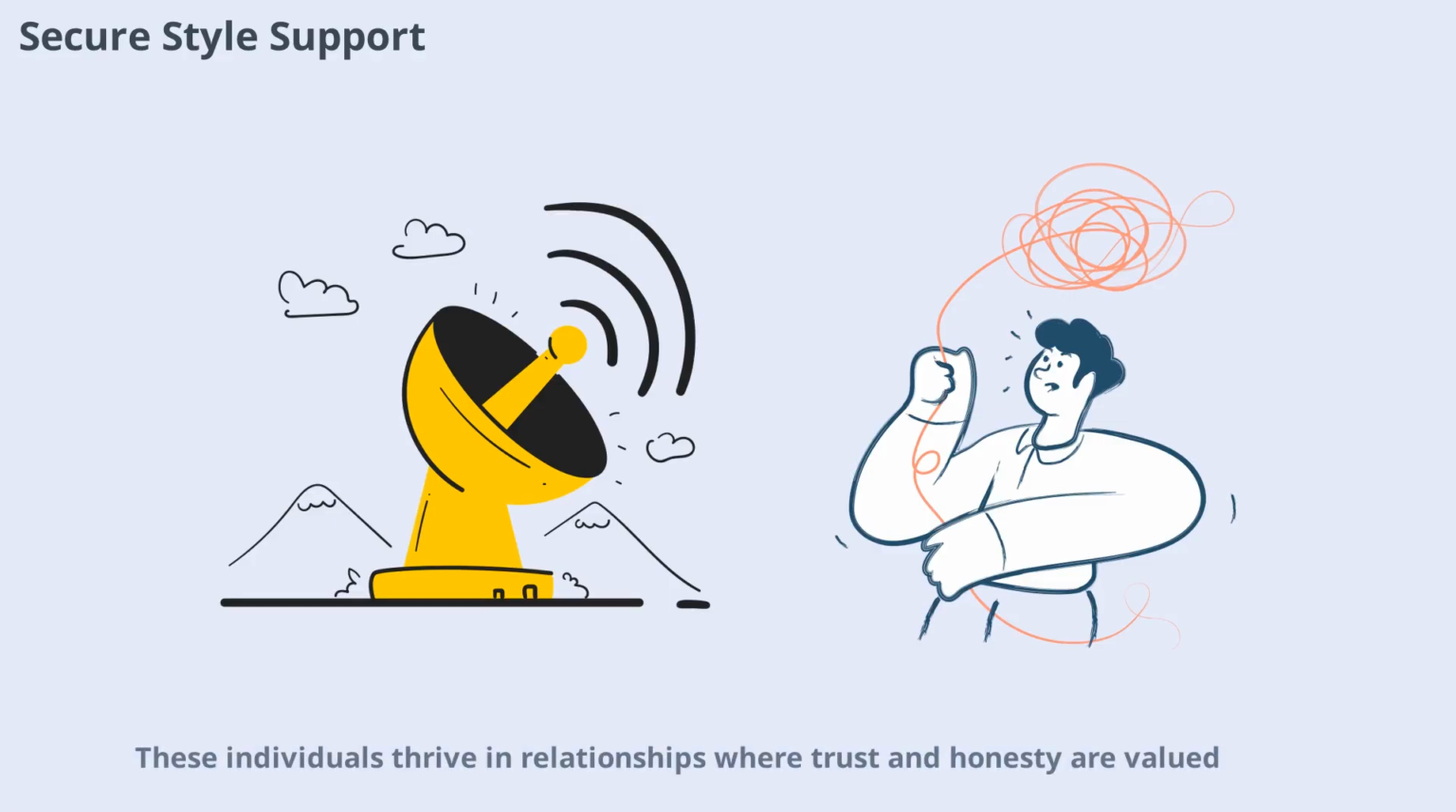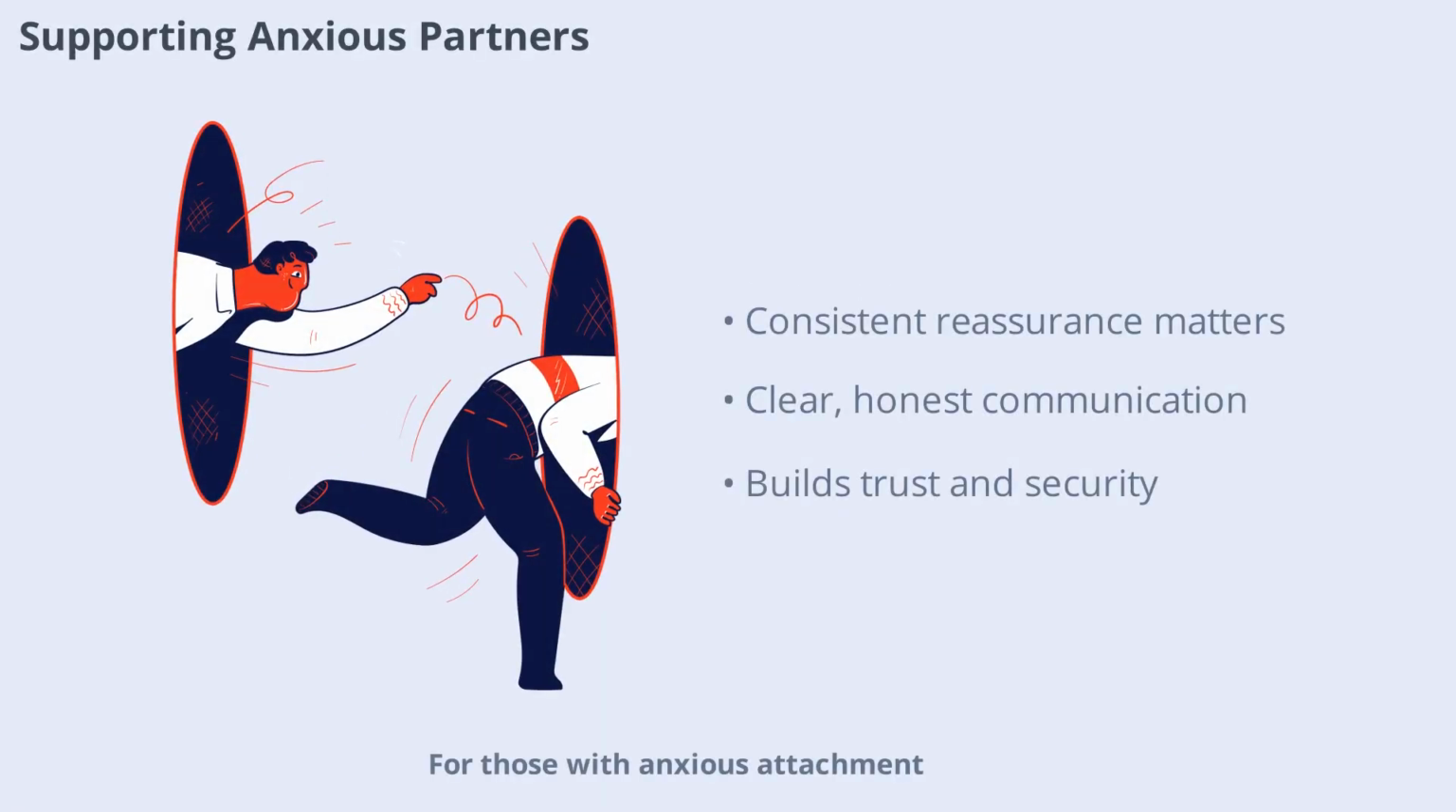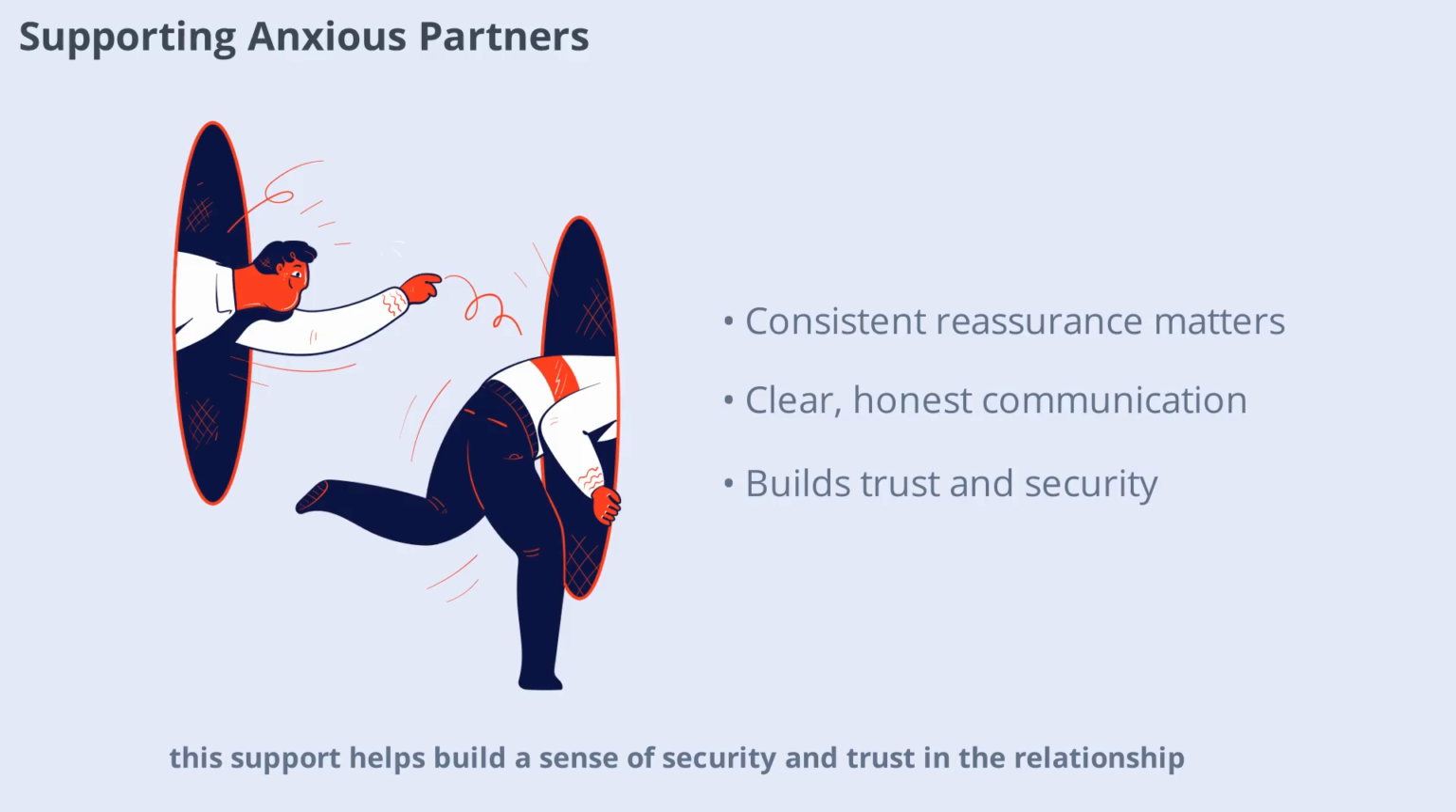These individuals thrive in relationships where trust and honesty are valued. By continuing to nurture these qualities, both partners can enjoy a strong, resilient connection. For those with anxious attachment, consistent reassurance and clear communication are essential. Small gestures like timely responses or affirming words can go a long way in easing their fears. Over time, this support helps build a sense of security and trust in the relationship.